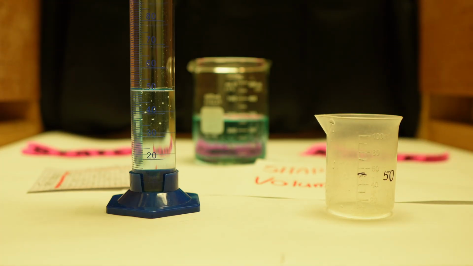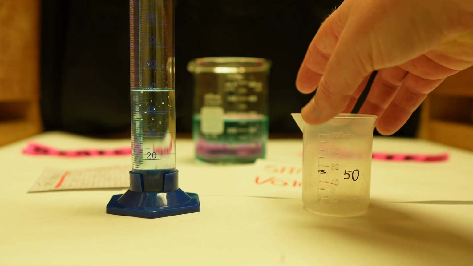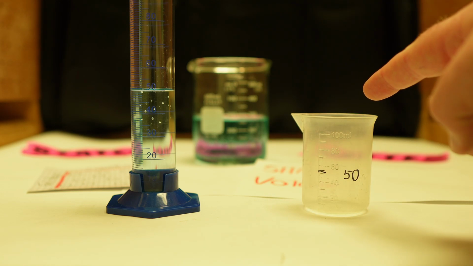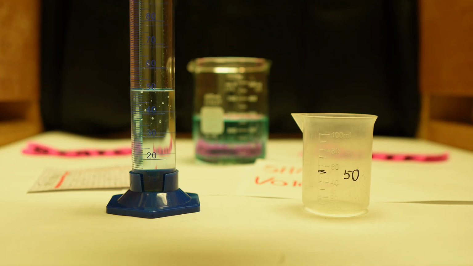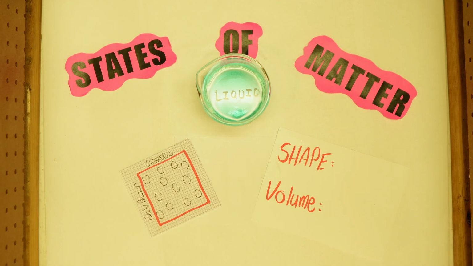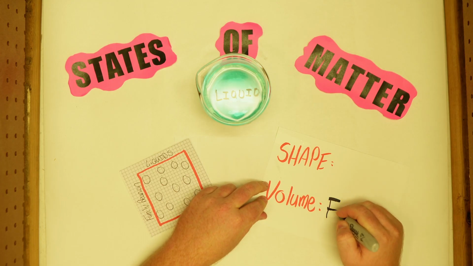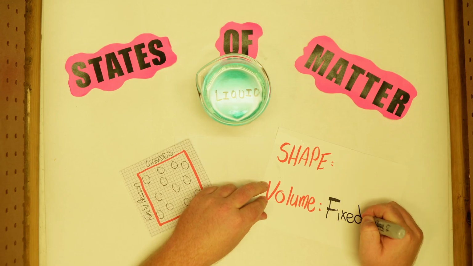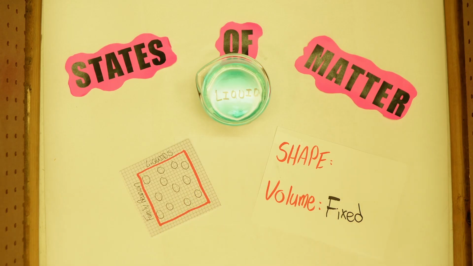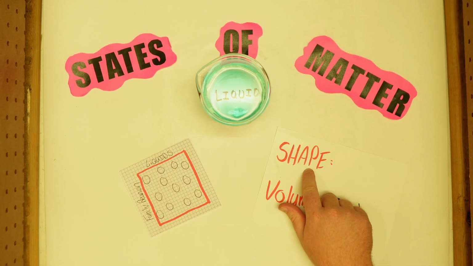Did the volume change any? The answer to that is no. I started with 50 milliliters in the beaker, and we ended up with 50 milliliters in the graduated cylinder. So we could conclude that the volume of a liquid is fixed. It does not change. What about the shape?